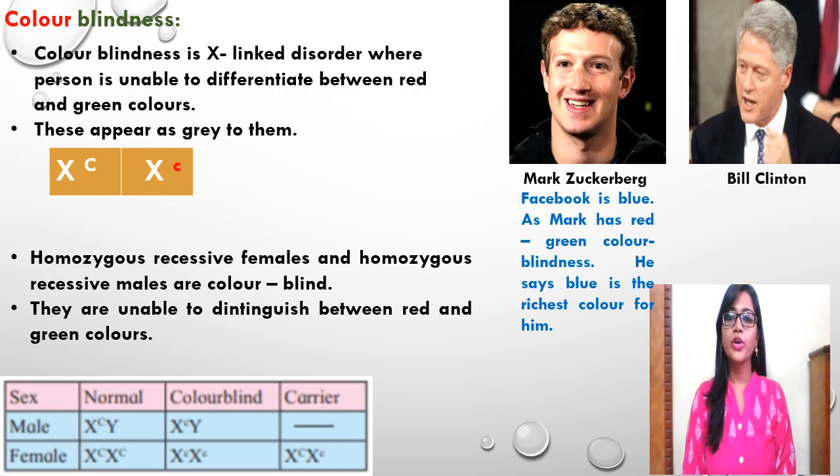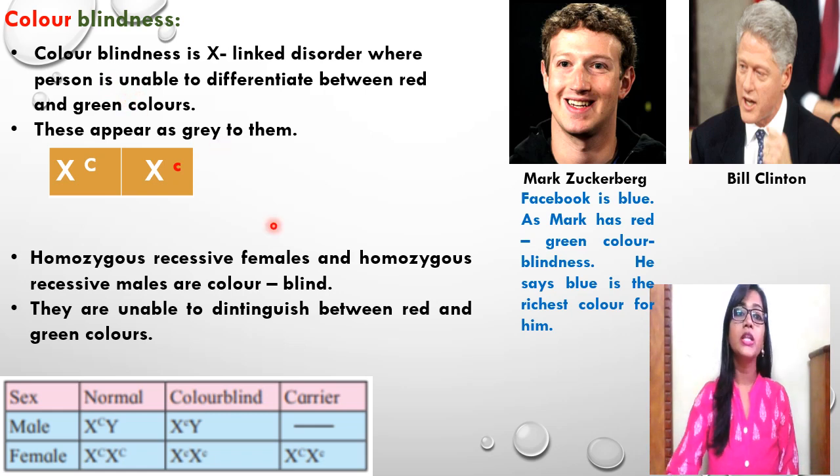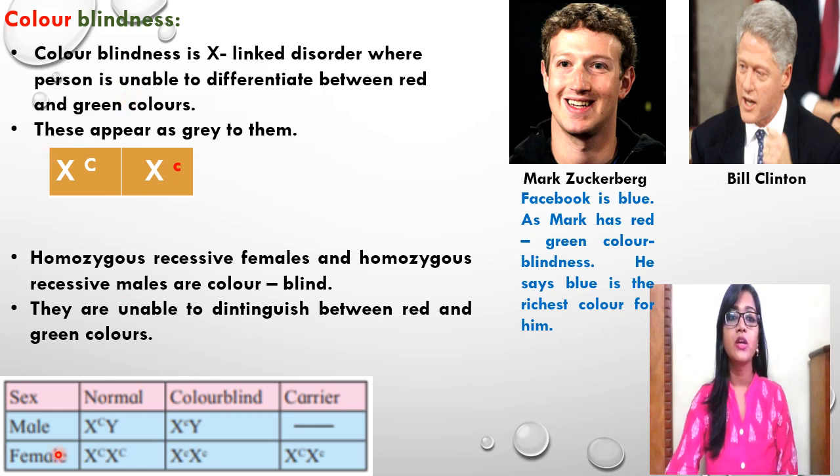In this slide, we are going to discuss another X-linked recessive disorder known as color blindness. Now, these are two famous personalities. One is Mark Zuckerberg and the other is Bill Clinton. These are two examples of people who suffer from color blindness. Now, what actually happens in the color blindness process, we will try to understand now.